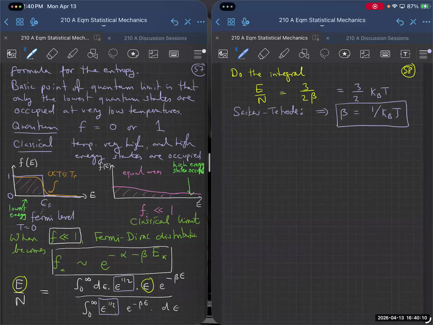So now I've calculated beta. So now I need to calculate alpha. So let me tell you what the result is for alpha, and then I'm going to show you how I did the calculation. So the next thing we're going to do is determine alpha. I'm going to tell you the result first, and then I'm going to derive it for you. So the result is this, that alpha is equal to minus the chemical potential over kT.